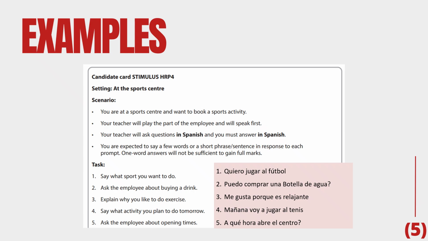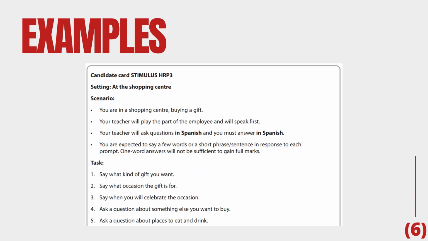And we have one final question over here, which is at the shopping center. So again, pause the video, write your answers, and then come back to check against my suggestions, which are only 3.